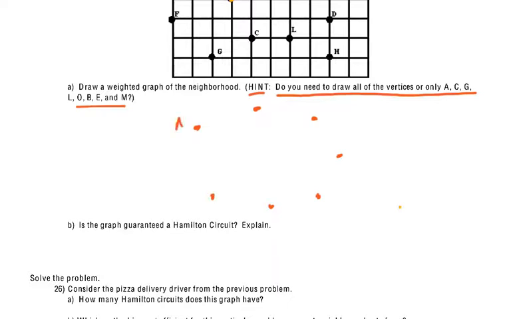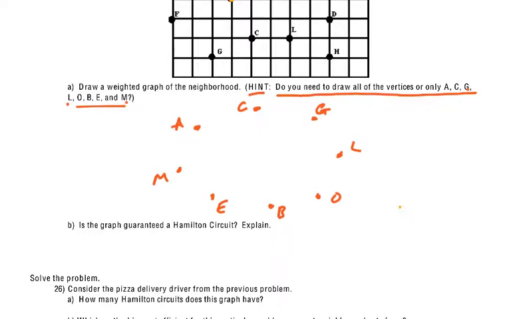And I'm going to label them. So we have A, C, G, L, O, B, E. Did I miss one? 1, 2, 3, 4, 5, 6, 7, 8. 8 total dots to represent all of the stops that the driver needs to make.